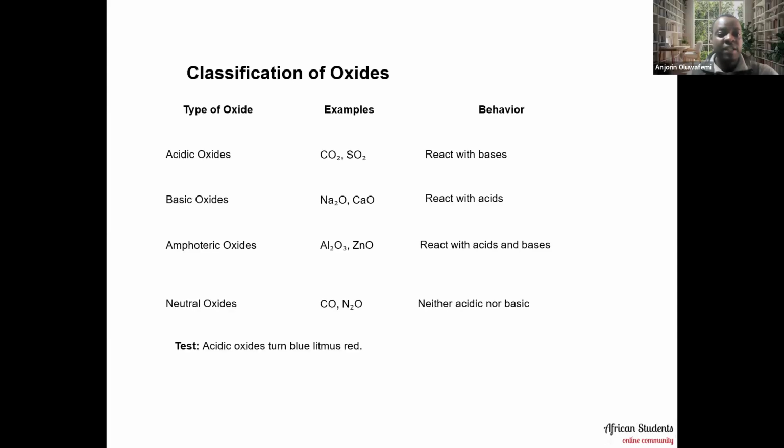All right. So classification of oxides now. Oxides can be classified into this. We can have what we call acidic oxides, we can have basic oxides, amphoteric oxides, and even neutral oxides.